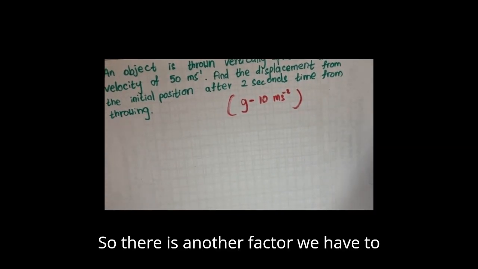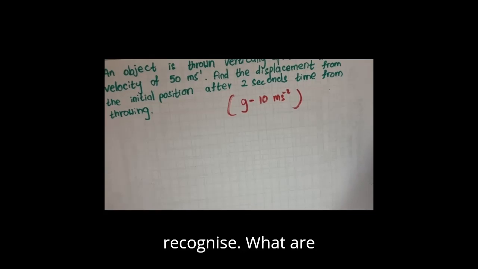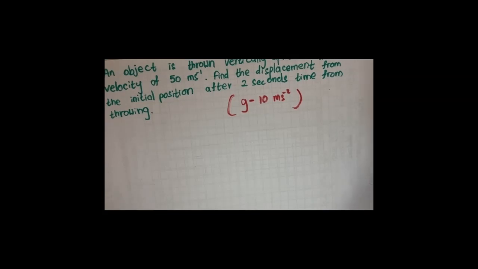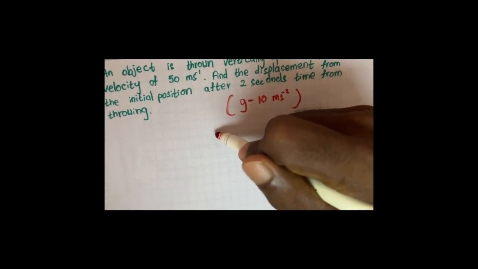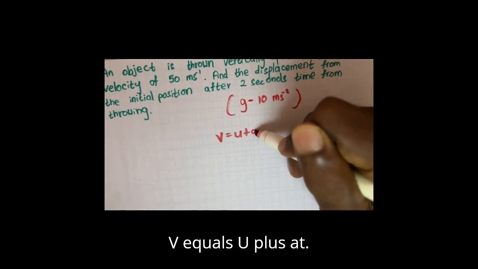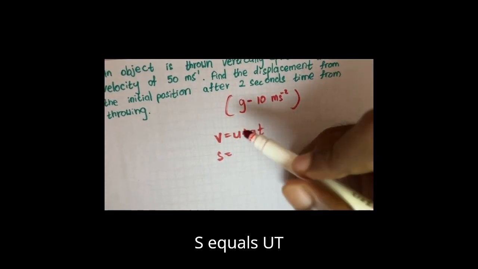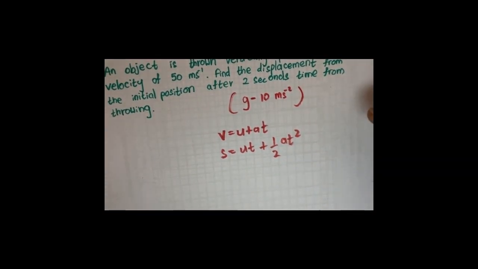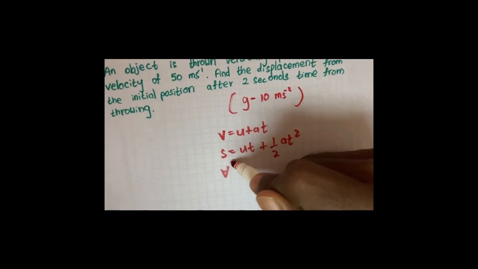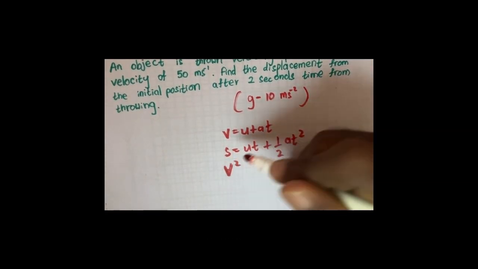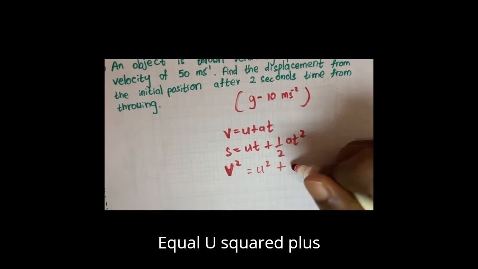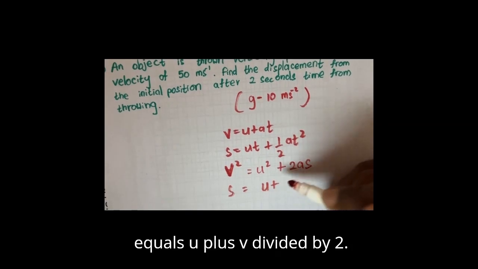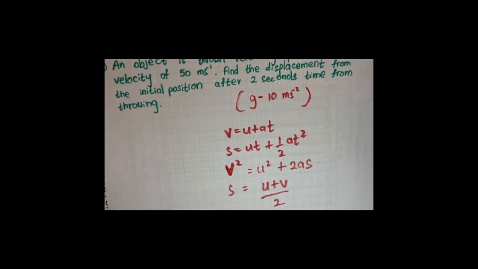So there is another factor we have to recognize. What are they asking about? What are they asking us to find? It's the displacement, right? So out of the four equations, V equals U plus AT, S equals UT plus half AT squared, V squared equals U squared plus 2AS. Finally, S equals (U plus V) divided by 2 into T.